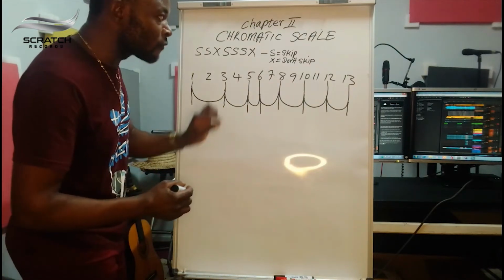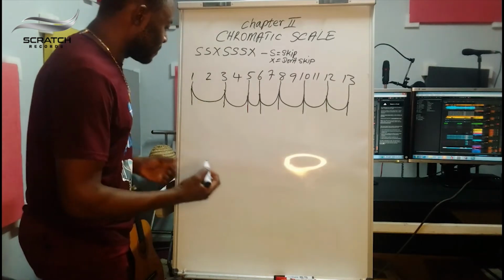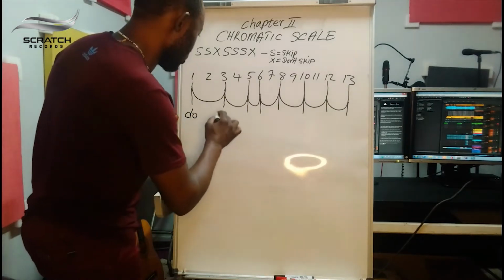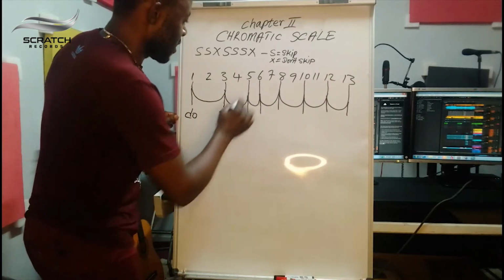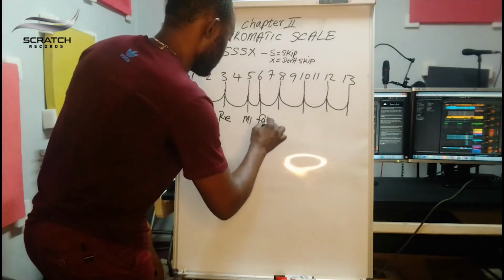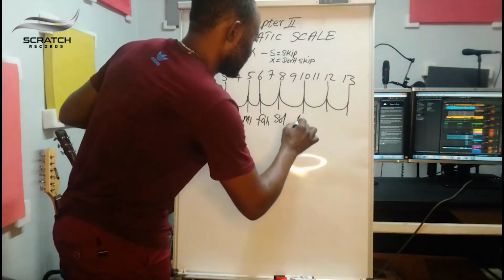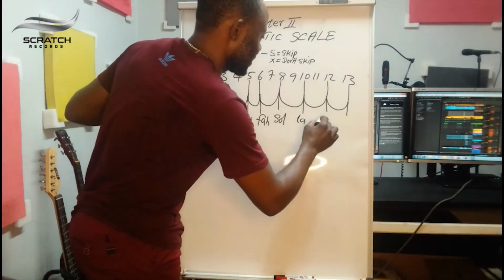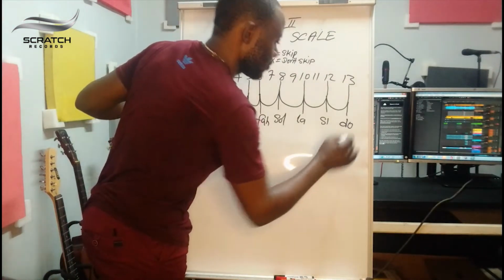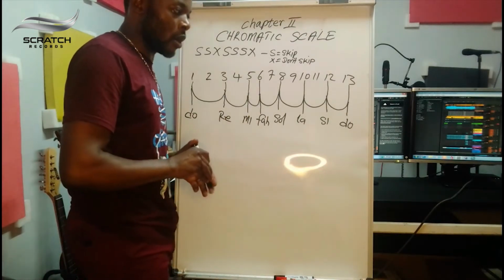The numbers were transformed into notes. 1 is do, 3 is re, 5 is mi, 6 is fa, 8 is sol, 10 is la, 12 is si, and 13 is do. If you look carefully, you will see that do has appeared twice.